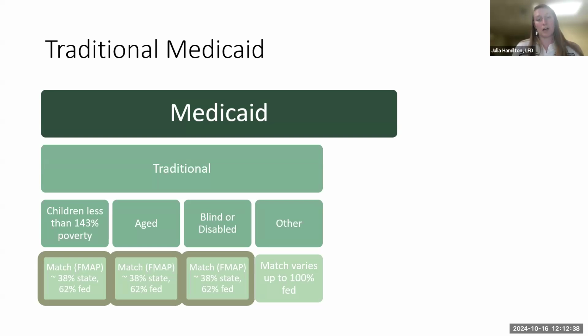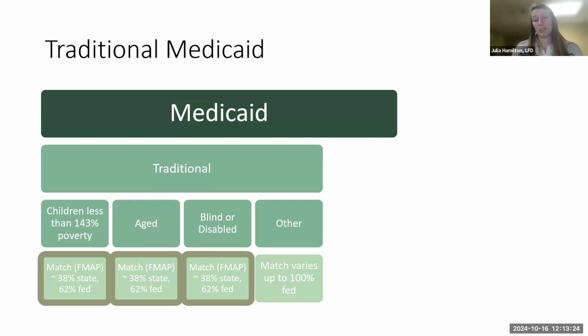Medicaid. The two other main populations within traditional are the aged. These are individuals who are 65 and older and who meet certain asset or income tests. And then also blind and disabled individuals. They must meet certain Social Security criteria, and then also meet those asset and income tests as well. And again, these two populations are reimbursed at that standard federal medical assistance percentage. And then there are a few other populations that fall under this, and that match varies depending on the population.